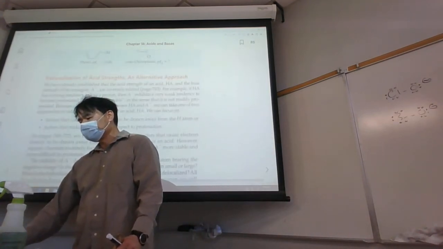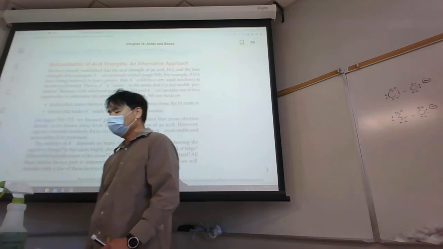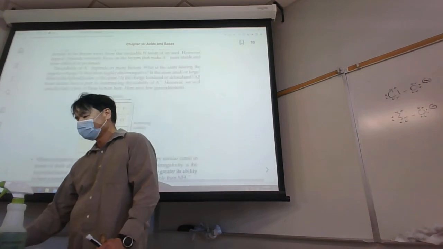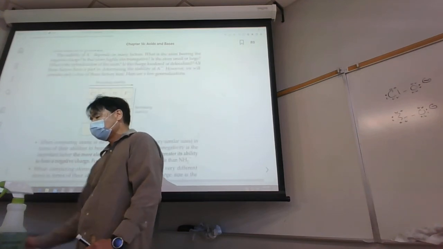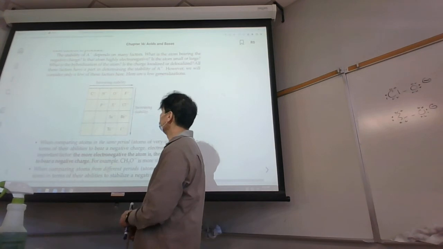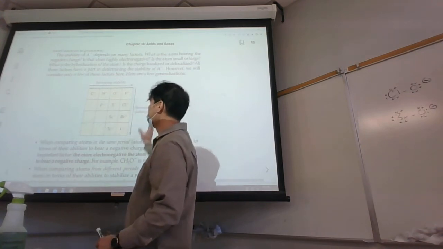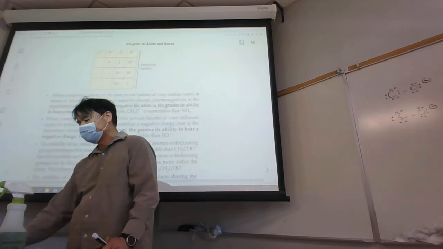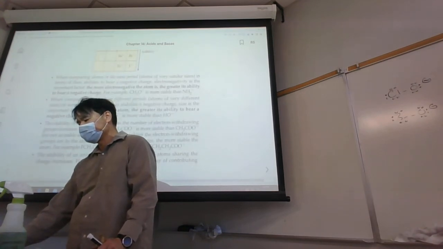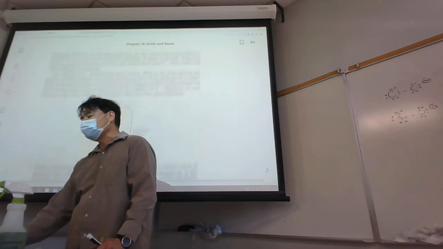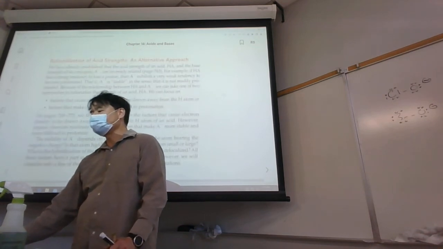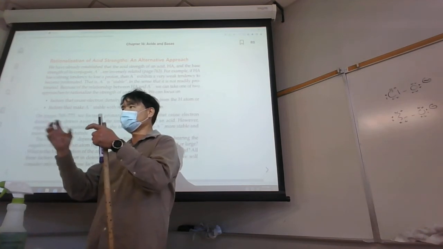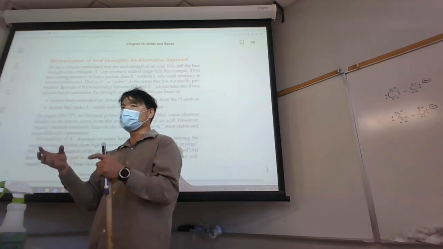There's another thing that impacts acid strength, and the other thing is the stability of the conjugate base, and that's talked about here. The stability of the conjugate base. And so when we look at acid strength, it depends on the HX bond or the HA bond. The weaker the bond, the better.